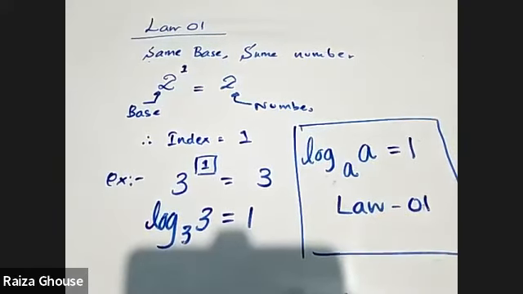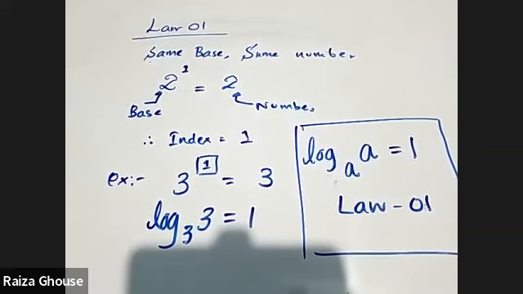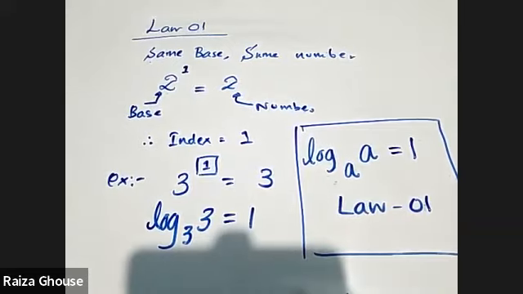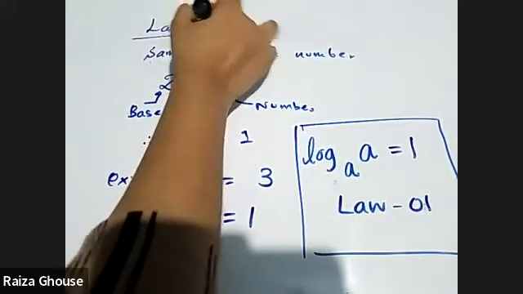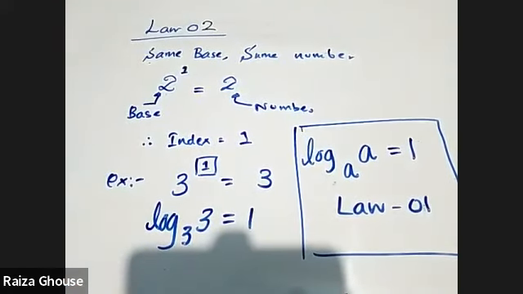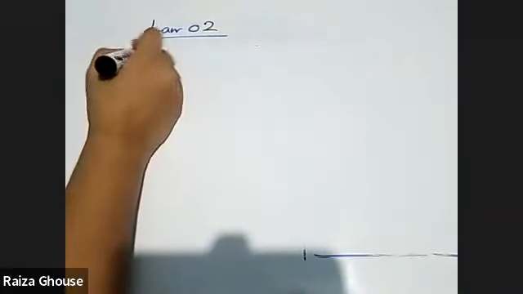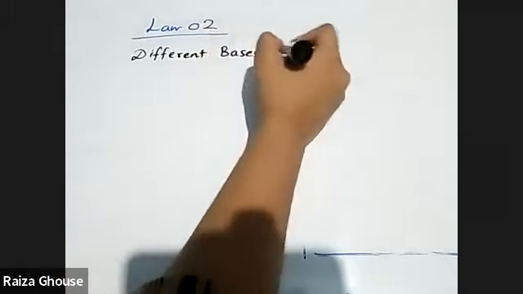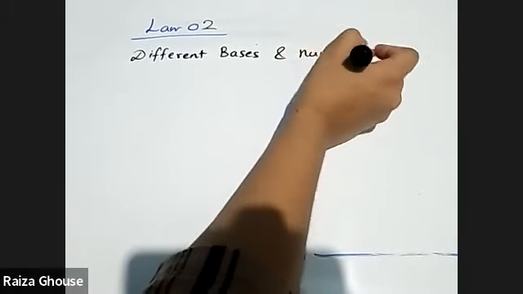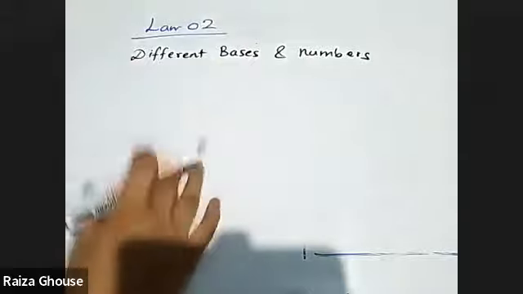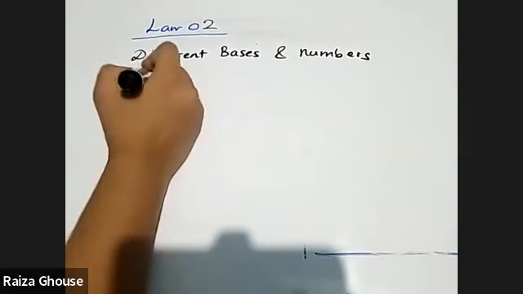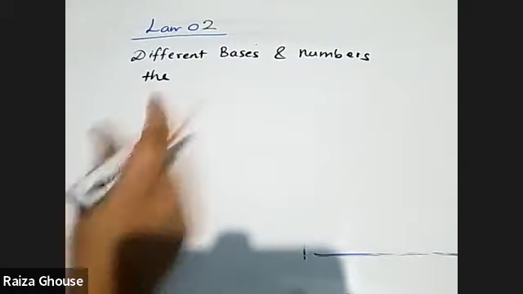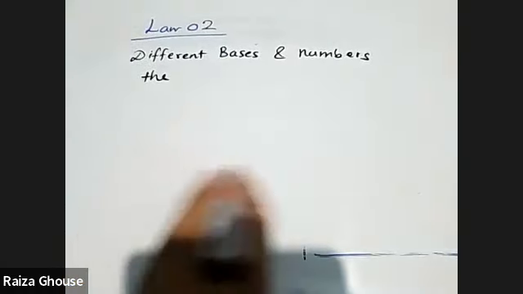Okay, done. Now we'll go to the second law. Write down law 2. Everybody done, right? It is on the board. Law 2. In law 2, what is said? It is said that if you have different, listen carefully, different bases and numbers, wait, I'll write first rather than going with a sentence.